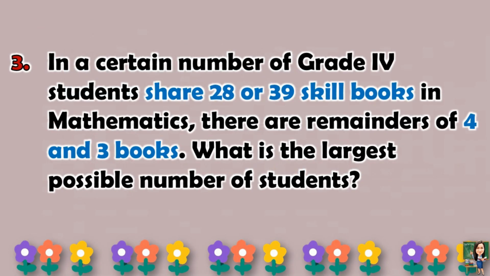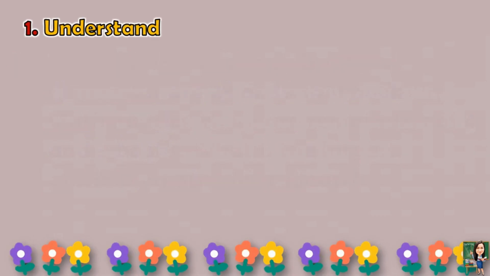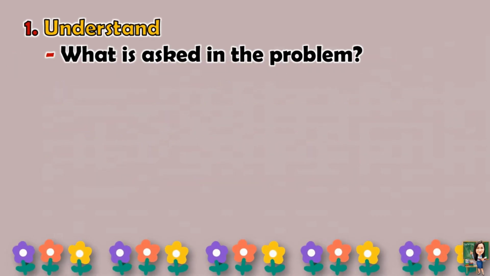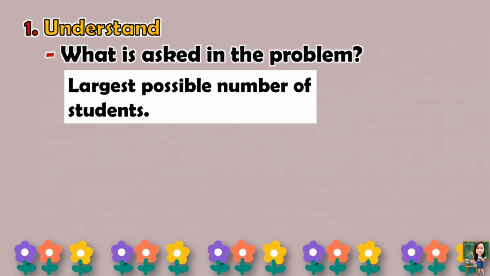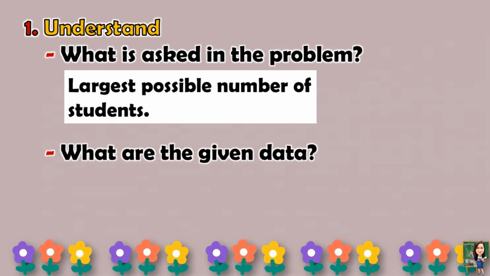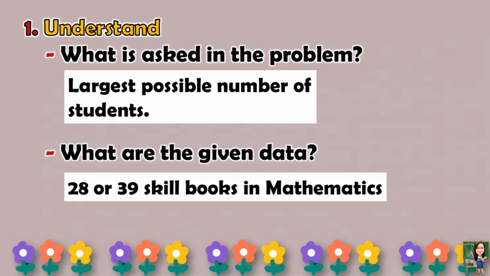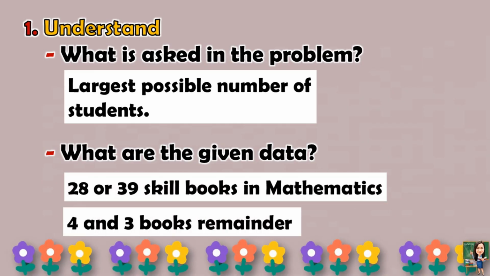Number 4. A certain number of grade 4 students share 28 or 39 skill books in mathematics, and there are remainders of 4 and 3 books. What is the largest possible number of students? Step 1. Understand. What is asked in the problem? Largest possible number of students. What are the given data? 28 or 39 skill books in mathematics. 4 and 3 books remainder.